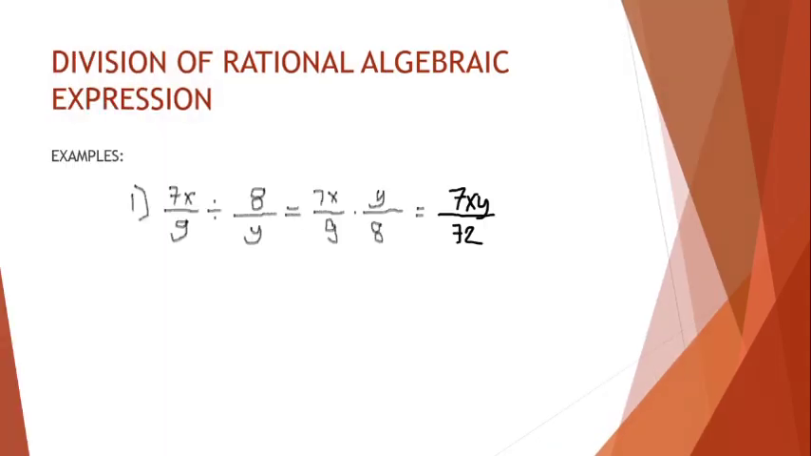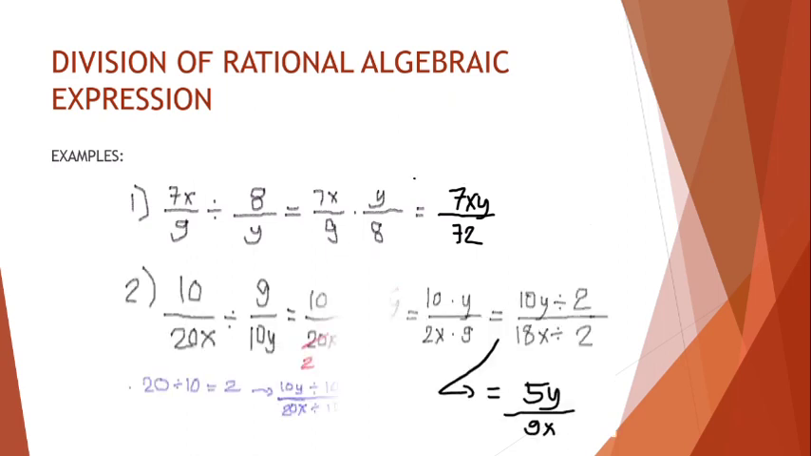Okay, examples. So ngayon ganito. Binaliktad natin yung divisor. We reciprocate the divisor. So kinumbine lang natin. 1 times 7 is 7, and x times y is xy. Then combine yung 7 saka yung xy. Then 9 times 8 is 72.